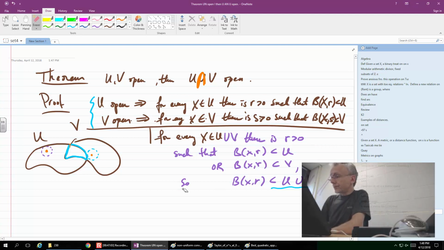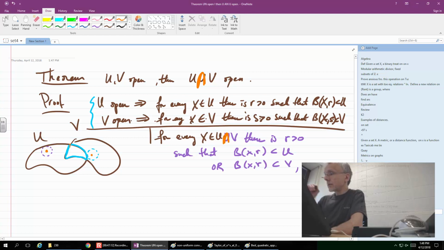So once again, intersection here. So what's the idea? How do we find if a point that we're talking about here lies in the intersection? If it lies in the intersection, then it can be separated from the complement of U and from the complement of V. How do you separate it from the complement of the intersection?